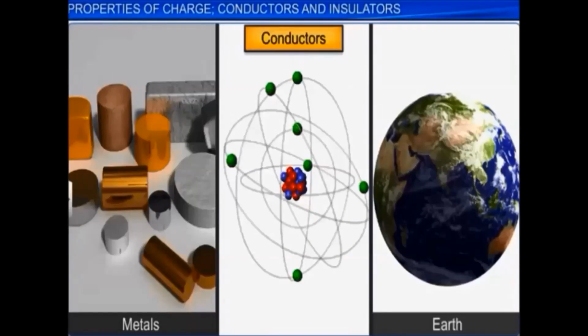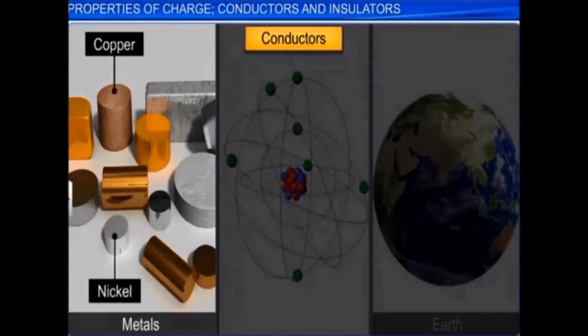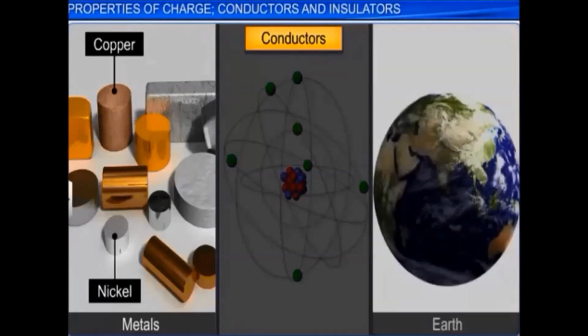Such materials having a large number of free electrons are called conductors, and as such these materials readily allow the flow of electric current through them and cause very little resistance to the flow of electricity. Some examples like copper, nickel, human body and earth, etc.